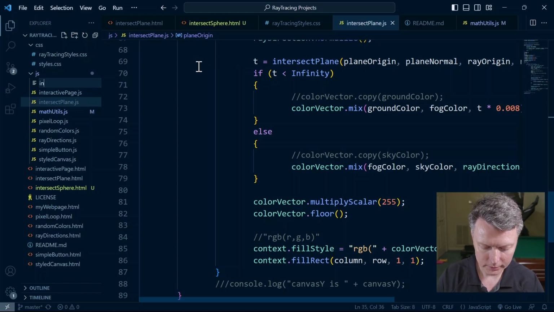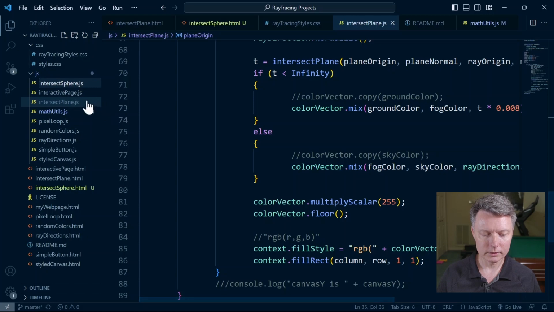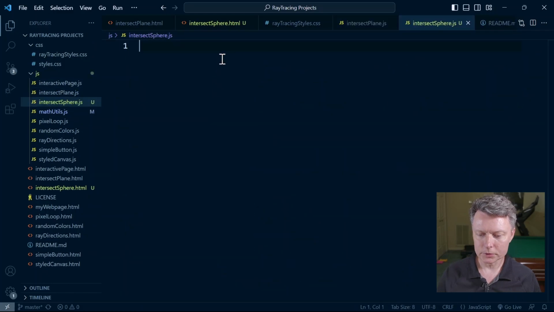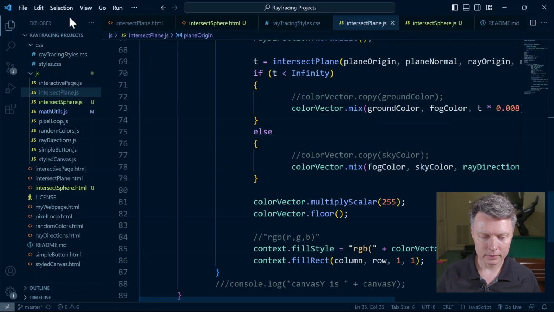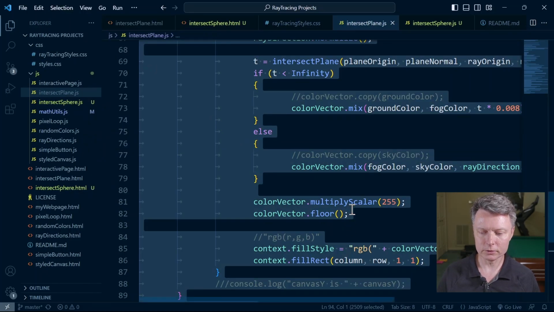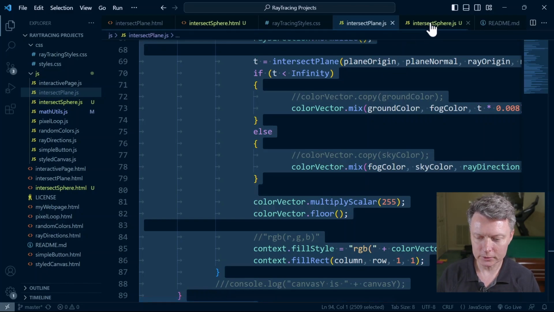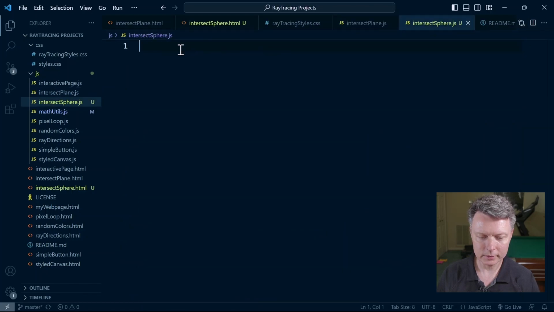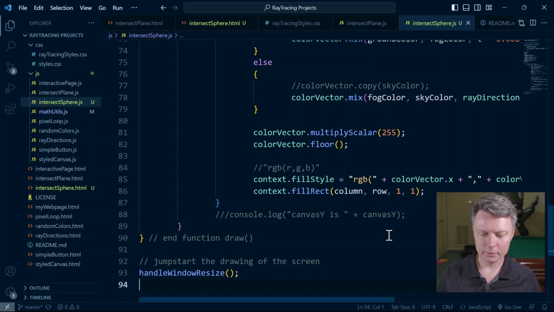So intersectSphere dot, and then this time we want JS. And then you'll see this little JS symbol pop up here, and that tells you that it recognizes that file extension. And so hit enter. And now once more, go back to intersectPlane.js and go up here where it says selection, select all. And that'll select all the code so you don't have to drag your mouse up and down. And then Control C. Now go back into our new file, intersectSphere.js, and Control V. So that should paste in all the code.